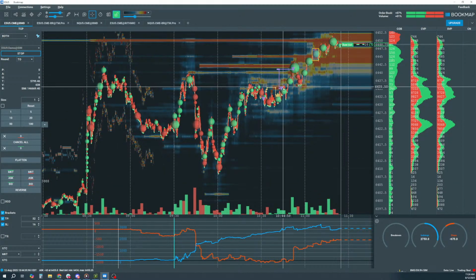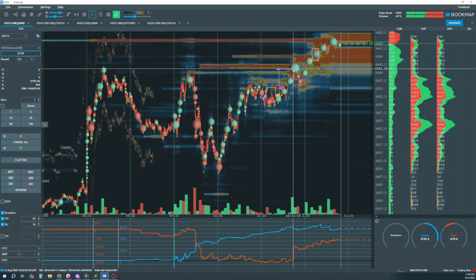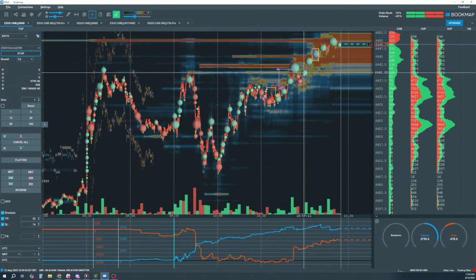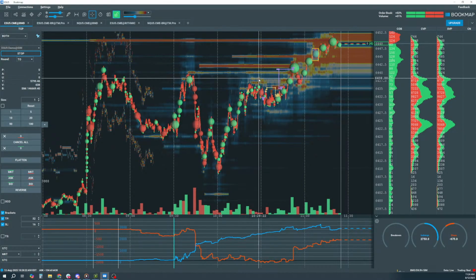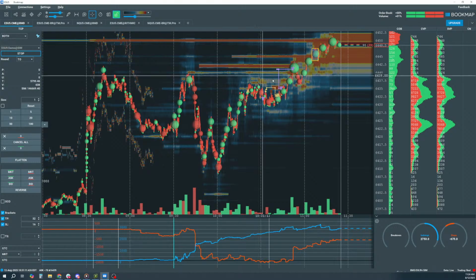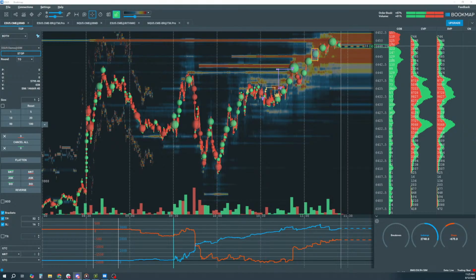Here's our beautiful little cup and handle, and it actually does another little handle in here, to the upside. Welcome back, DM Trader. Excellent. Done for the day, move on and enjoy your day. Enjoy the rest of your summer if you can.